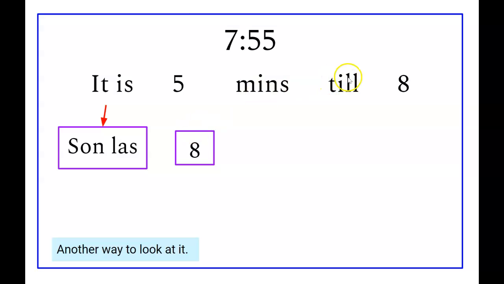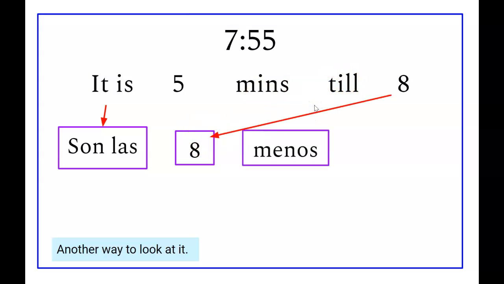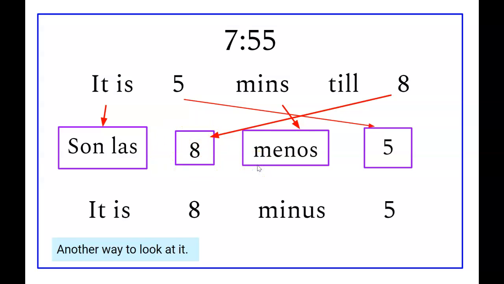Ocho. Now till is that word menos. And how many minutes till the top of the hour? 5. Cinco. Son las 8 menos 5. It is 5 minutes till 8. Okay. Or it is 8 minus 5.